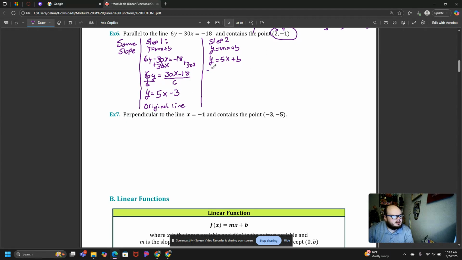So I'm going to have negative 1 is equal to 5 times 2 plus b. Negative 1 is equal to 10 plus b. I'm going to isolate b, so I'm going to subtract 10 on both sides. Negative 11 is equal to b. Okay, so we'll just call this step 3 if we want to. And that's to bring it together.